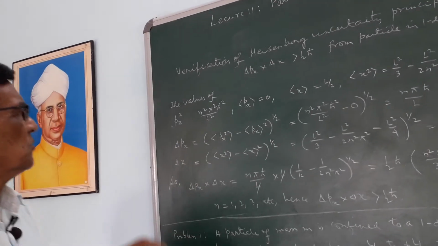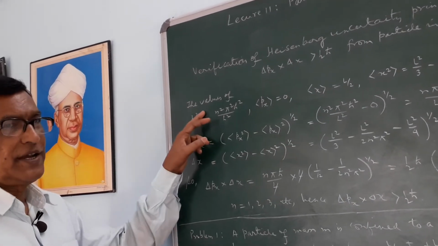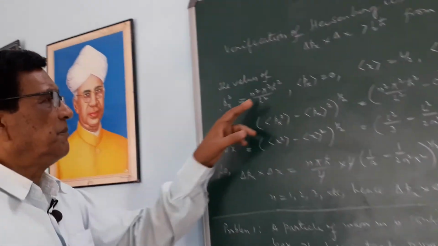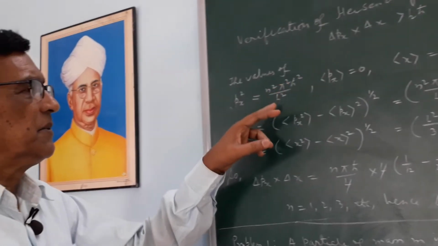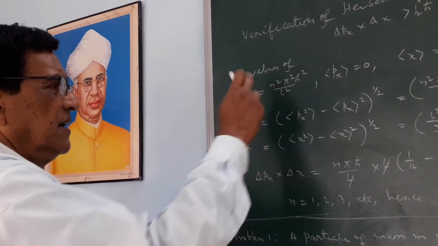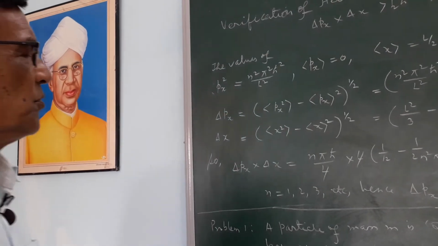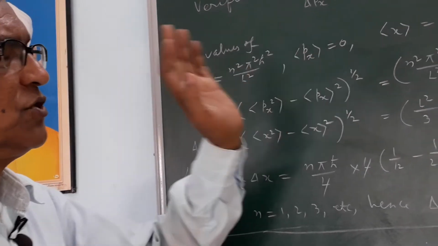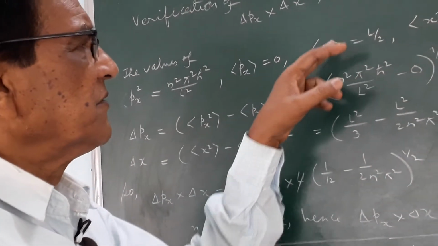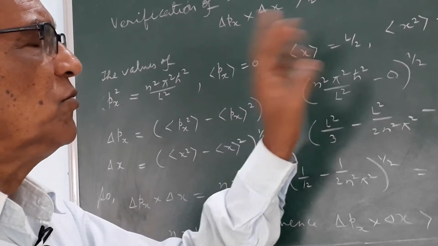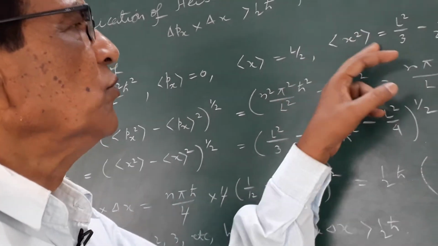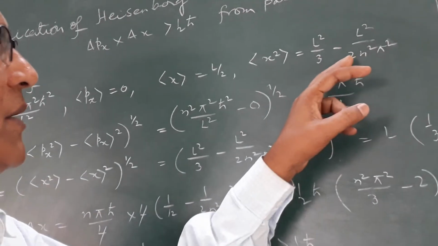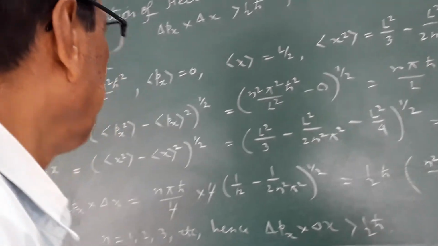We have already calculated the values: Px square equals n square pi square h cross square divided by L square. This is the square of this x component momentum, and the expectation value of Px equals 0, the expectation value of x equals L by 2, and the expectation value of x square equals L square by 3 minus L square by 2 n square pi square.